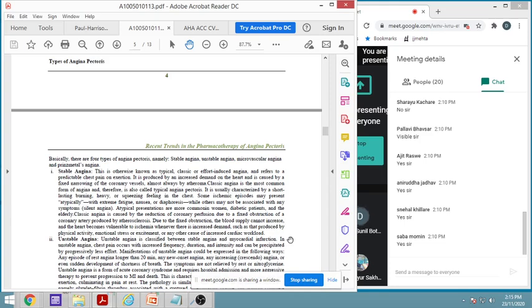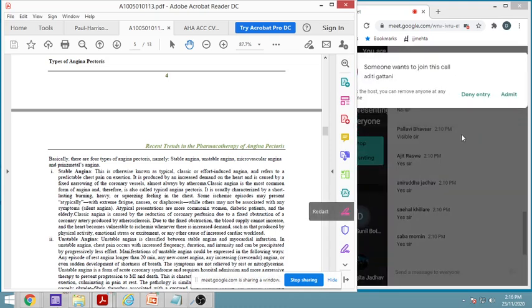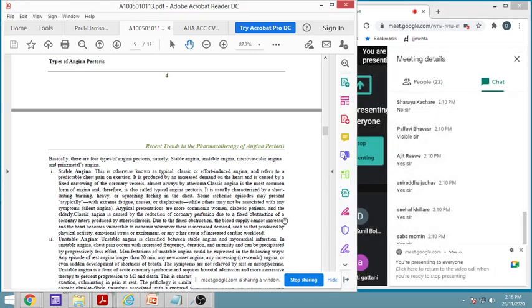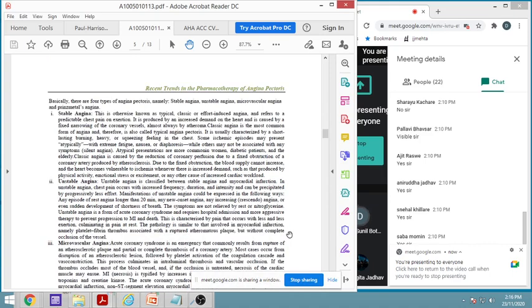So in typical angina, there are signs and symptoms of this burning, heavy and squeezing feeling, while in other cases it is not there. Due to fixed obstruction the blood supply cannot be increased, and the heart becomes vulnerable to ischemia whenever there is an increase in the demand due to exercise. So accordingly we can plan the treatment.